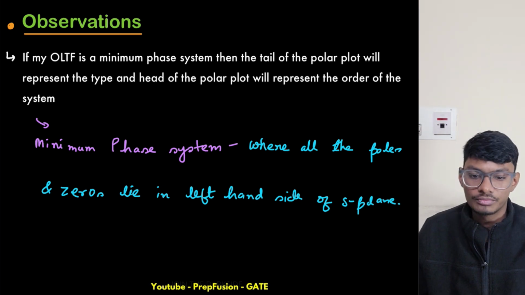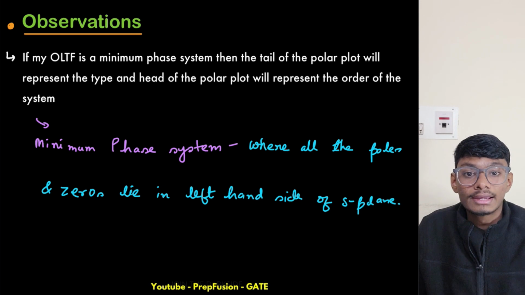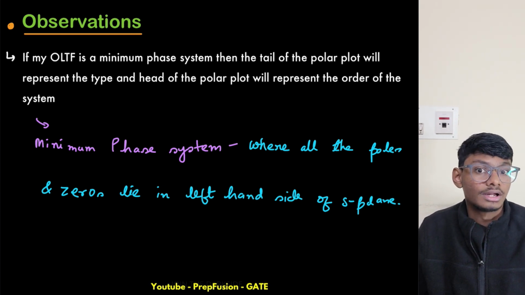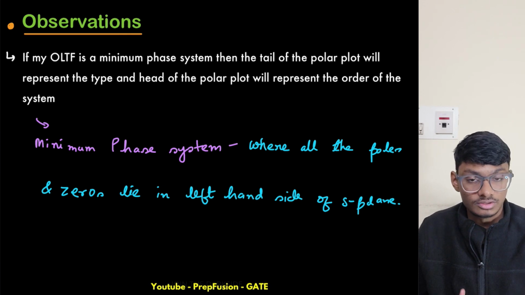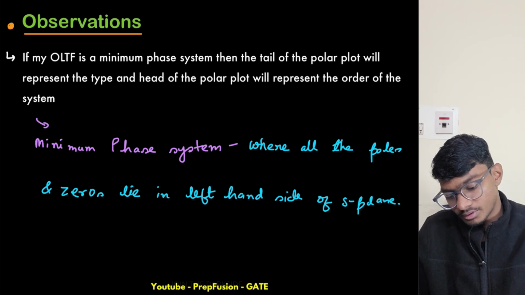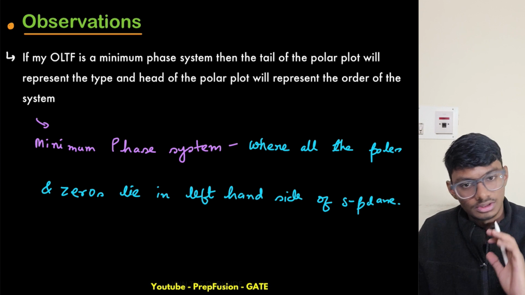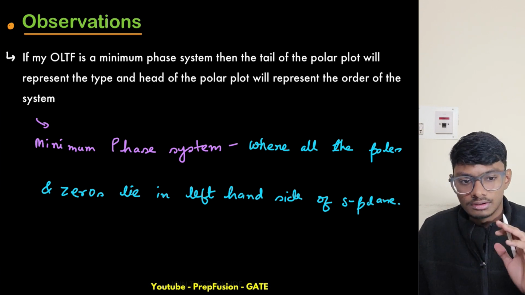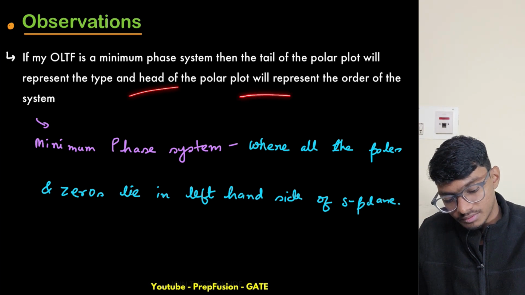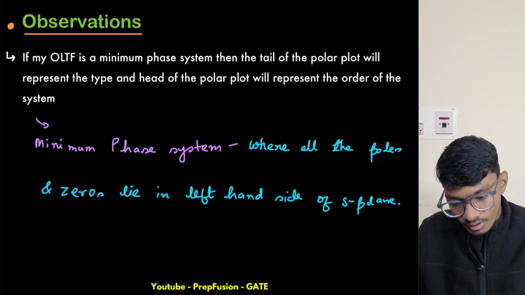If my system is a non-minimum phase system, then the angle calculations will be different. Why? Because it will lie in some other quadrant, and the angle will be different for other quadrants, as I mentioned in the angle calculation also. Try to remember it. So if it is a minimum phase system, basically a stable system, and all the poles and zeros are on the left hand side of the S-plane, then the head of the polar plot will represent the order, and the type will be represented by the tail.